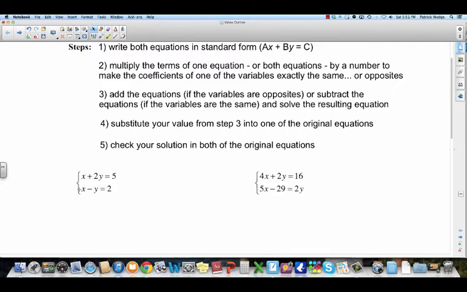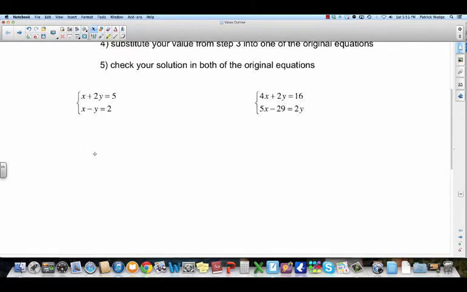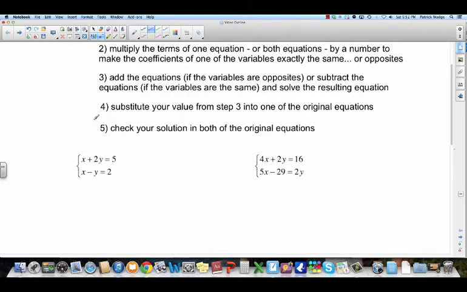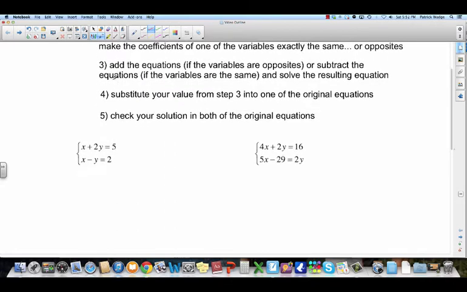Or if we can't do it with the x's, we want to do it with the y's. We want to get the coefficients in front of the y's exactly the same or opposite from each other. Now, what do you notice? It's already okay in this question, because which coefficients are exactly the same? The coefficients in front of the x. There's a 1 right here, there's a 1 right here. So this is great. You don't actually have to multiply anything to get them the same. So you're going to be able to go straight to step number 3.